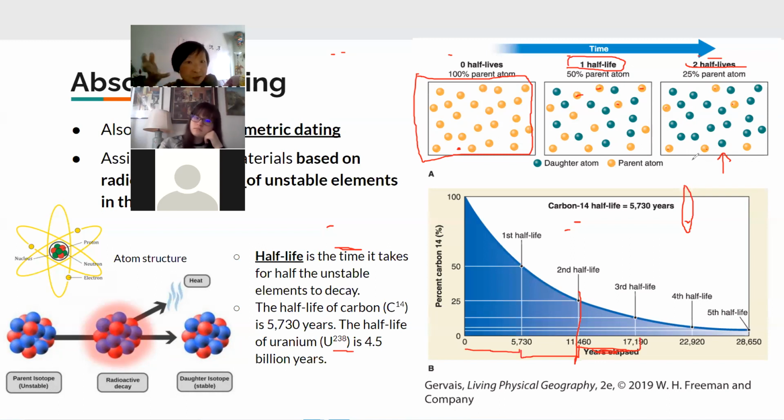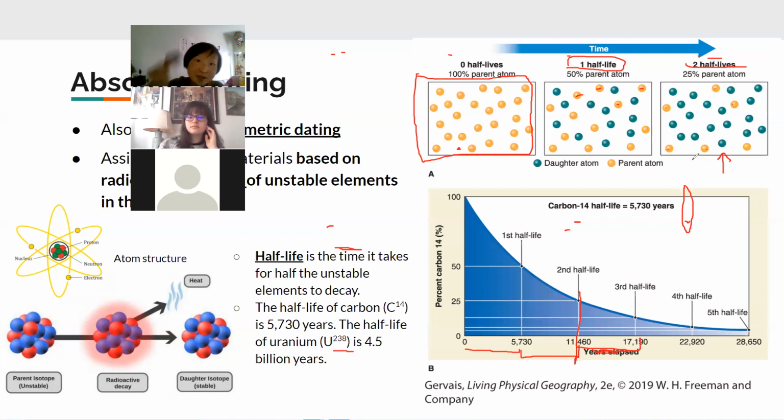Why do we need to use this half-life? Because the absolute number of how many parents, how many children doesn't matter, only the percentage, guys. So it doesn't matter how large your rock is. You can have a smaller rock like this. You can have a huge boulder like our Half Dome, right? It doesn't matter. It's the percentage that matters. So that's very convenient.